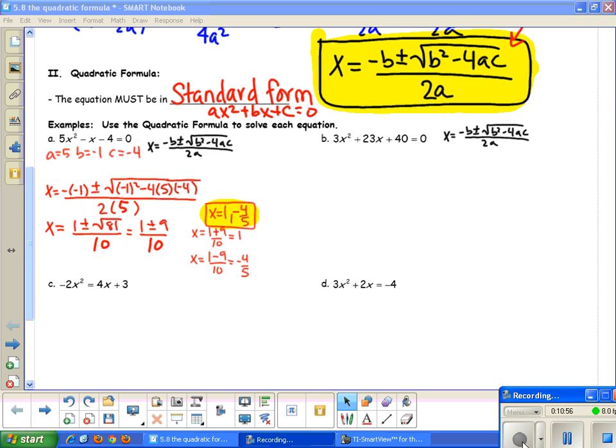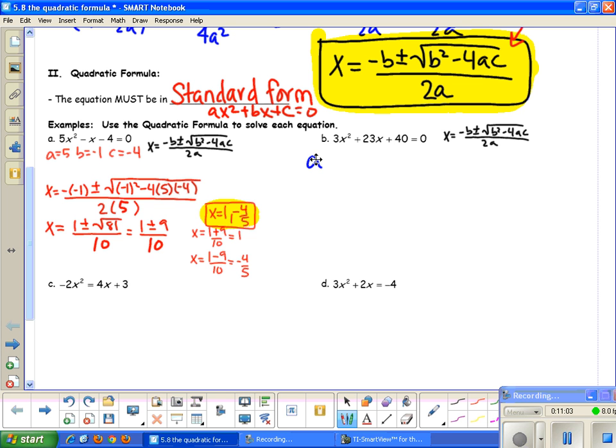All right, so now we're in the next problem. We're going to do this again. So now I have a quadratic equation. It's in standard form. I want to use the quadratic formula. So for this one, we have A value is 3, B is 23, and C is 40. When I do the problem, I'm going to plug in my A, B, and C values. So we get x equals negative B plus or minus the square root of b squared, which is 23 squared, minus 4 times a times c, all over 2a.